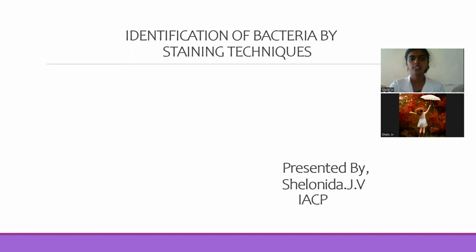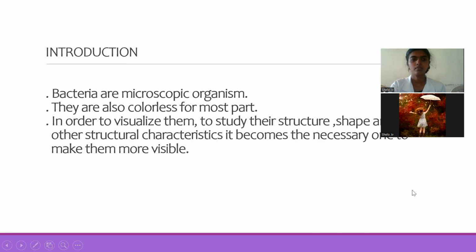Today we are going to discuss identification of bacteria by staining techniques. Introduction. Bacteria are microscopic organisms. They are also colorless for the most part. In order to visualize them, to study their structure, shape, and other structural characteristics, it is necessary to make them more visible.